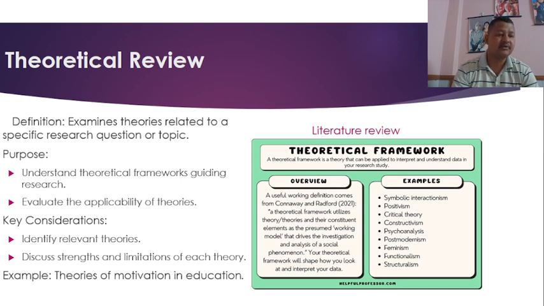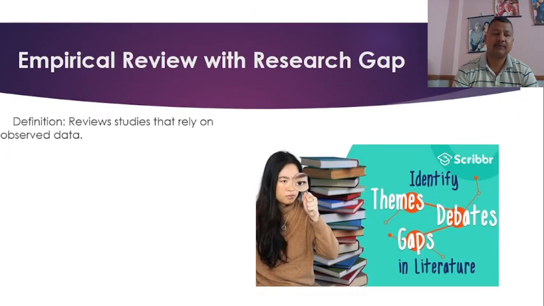So the key considerations: identify relevant theories, discuss strengths and limitations of each theory. And the examples, as you can see, theories of motivation in education. So at the end, we can say that these theoretical reviews help in selecting an appropriate theoretical framework for the research, and they provide the foundations for the hypothesis development in the entire review.